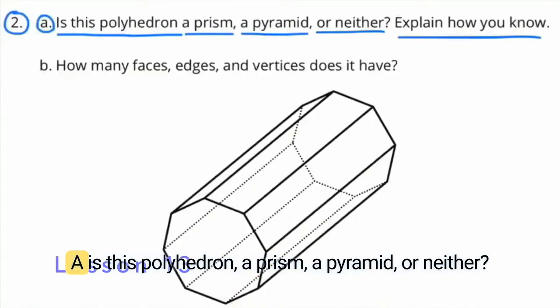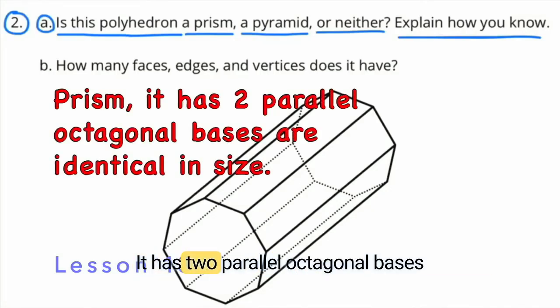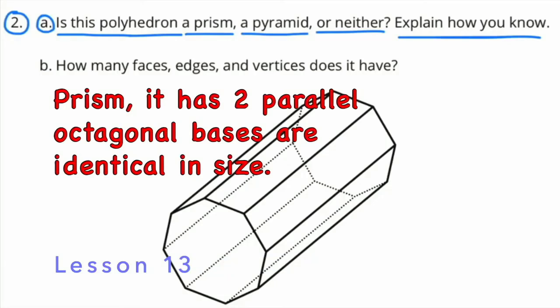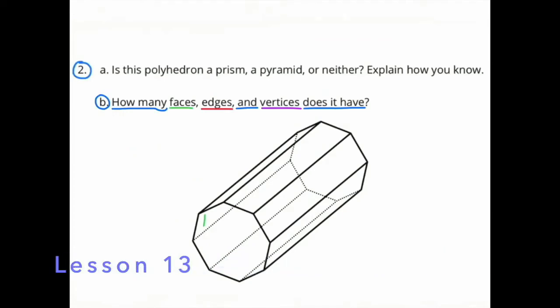Number 2A. Is this polyhedron a prism, a pyramid, or neither? Explain how you know. It's a prism. It has two parallel octagonal bases that are identical in size. B. How many faces, edges, and vertices does it have?